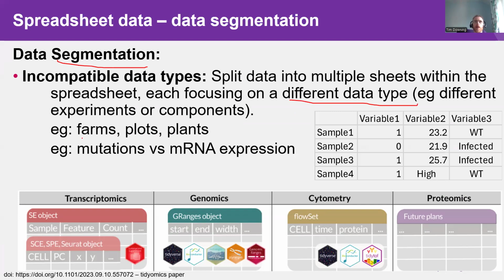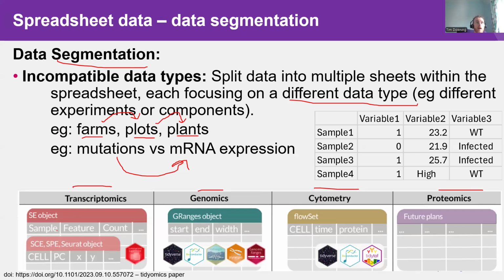For example, we might have a list of information on a set of farms, and each of the farms contains information on their plots, which are separate from the plants that are contained inside the plots. So we might have 3 levels of information. I might have identifiers that bring us from the farm to the plots, and then identifiers from the plots to the plants. For example, you might have mutation data linked to mRNA data, and identifiers linking the two to allow us to link the two together. For example, here we have transcriptomic data, genomic data, cytometry data, and proteomic data.